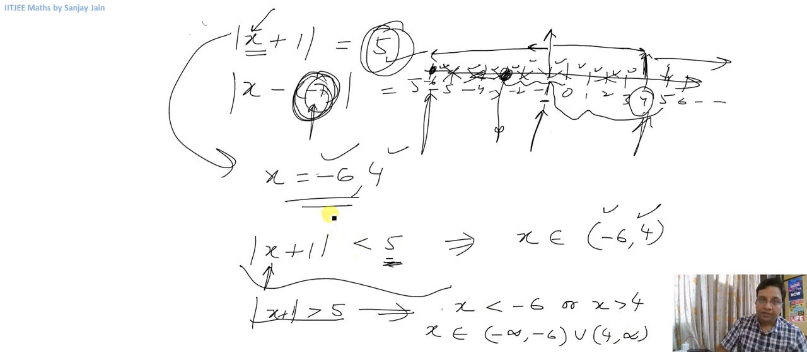Okay, so this is how we can look at these questions geometrically. So we can solve a lot more questions using geometry. Okay, let me cover these questions in the next lecture because this will become very lengthy then.